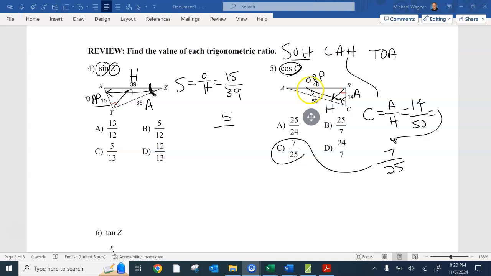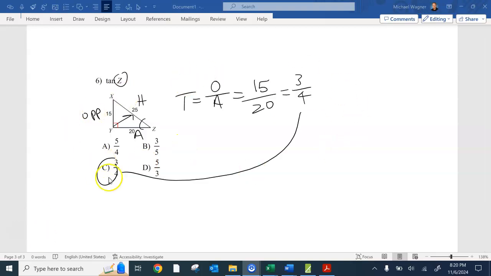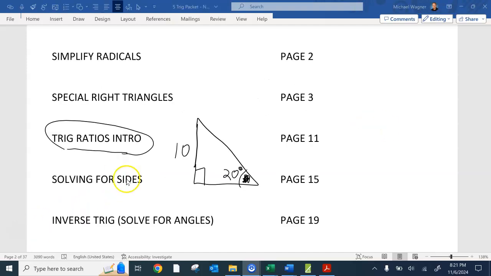Look through it, make sure you understand it, and ask me or your classmate a question if you don't understand it. Okay, so here's a solution for number 6. Check it out, make sure you understand it, and ask me if you don't. Okay, now we're ready for our lesson.